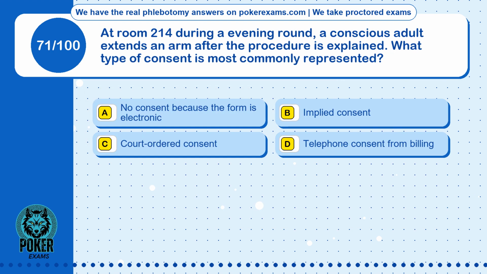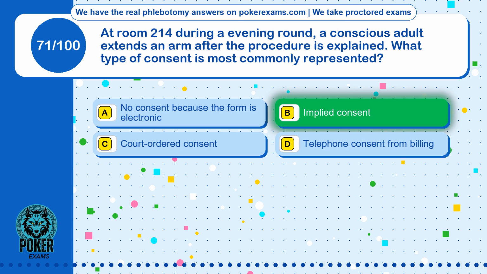Question 71. At room 214 during an evening round, a conscious adult extends an arm after the procedure is explained. What type of consent is most commonly represented? Option A. No consent because the form is electronic. Option B, implied consent. Option C, court-ordered consent. Option D, telephone consent from billing.